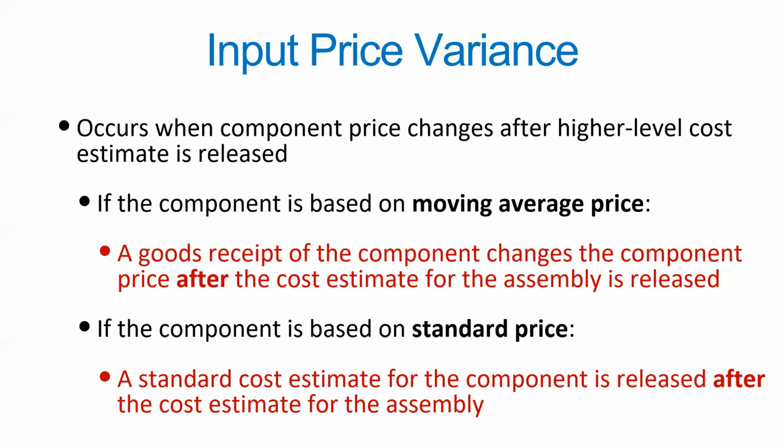Now, having said that, some companies use moving average price on the components, probably more so in Europe, not necessarily. There's a wide variety of practices here. So if you're using moving average price on your raw materials, you will have an input price variance. When you create another cost estimate during the year on your high level assemblies, you might, yeah.